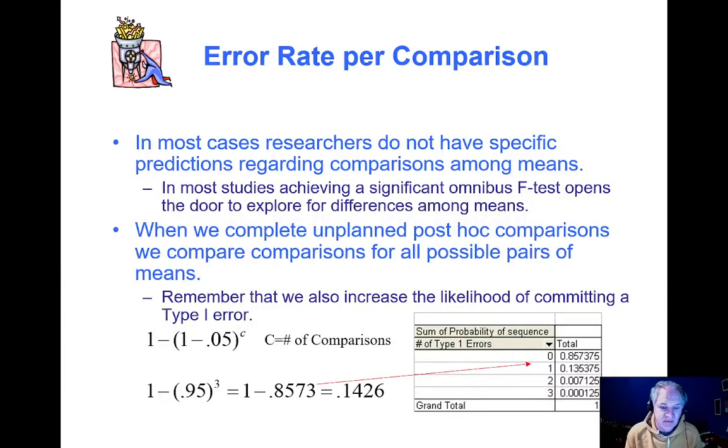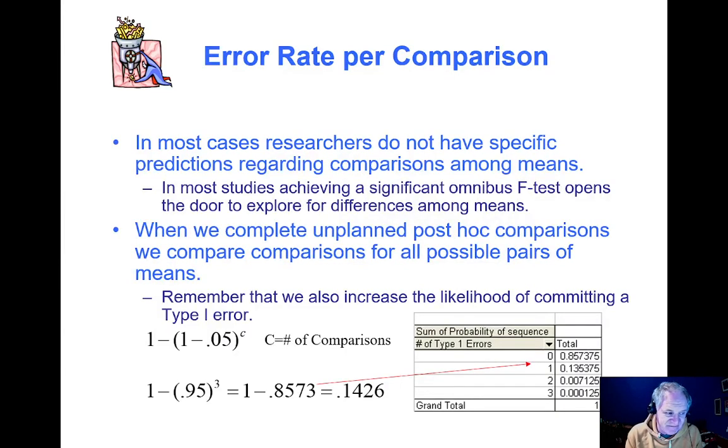We know that when we have, for example, our perceptions of government study, we have three groups, three means, and three possible pairwise comparisons, as we talked about last week. So we can compare the college with the undergrad, college to the grad, and the undergrad to the grad, right? Three comparisons, each with an alpha of 0.05.